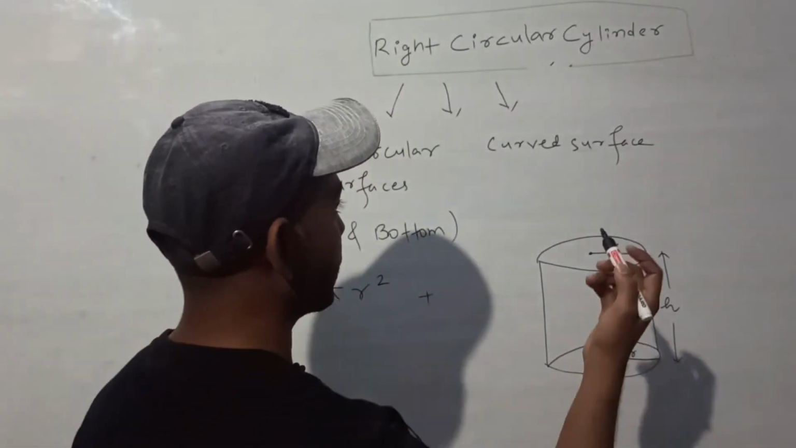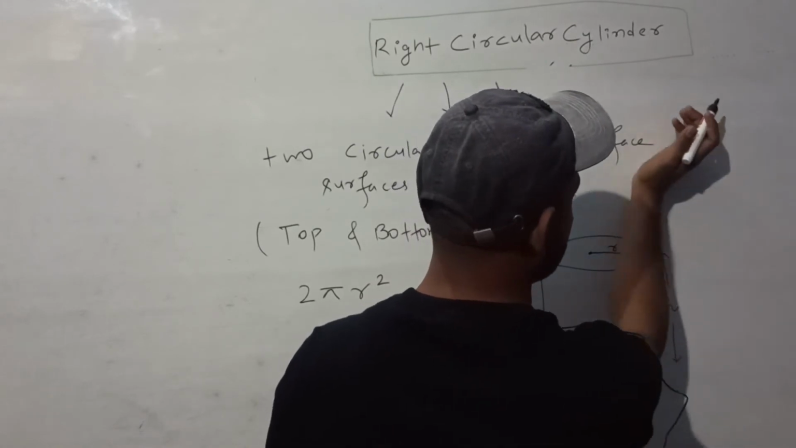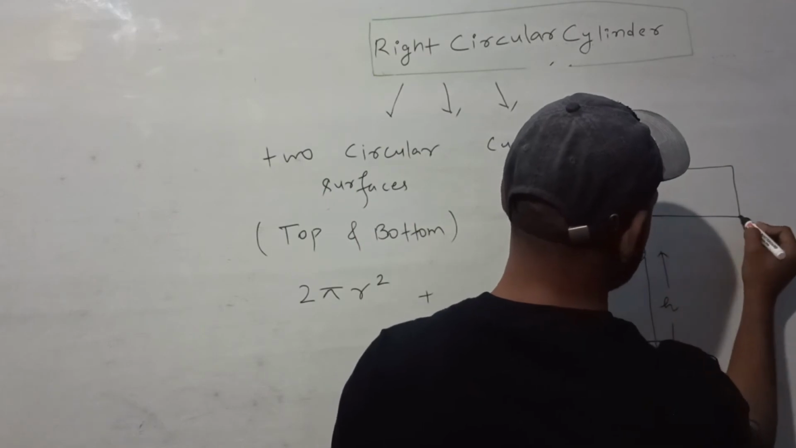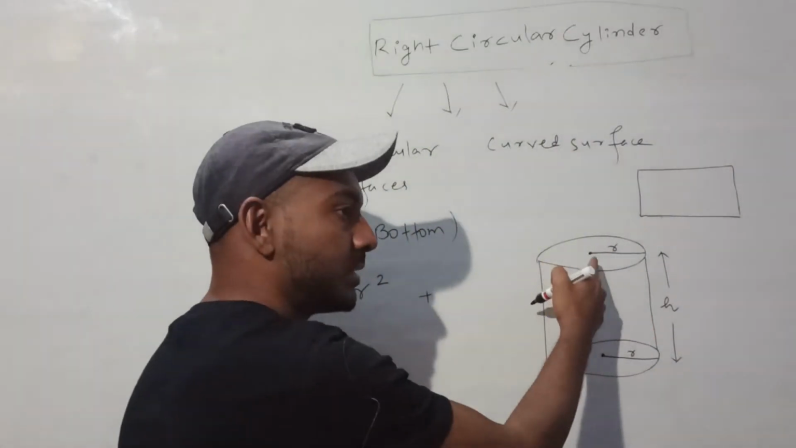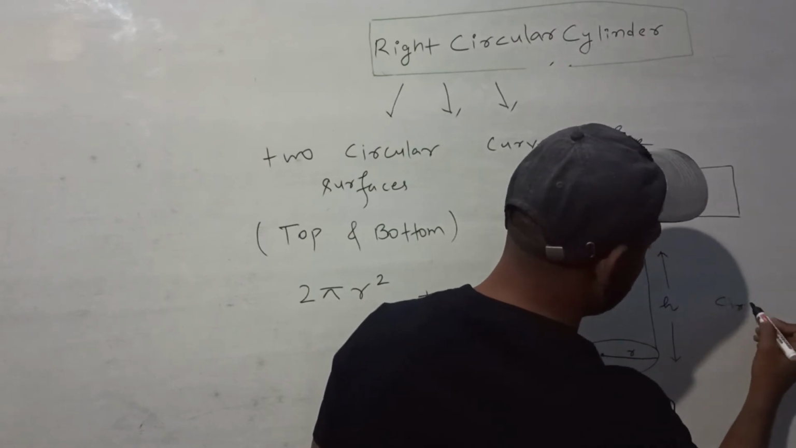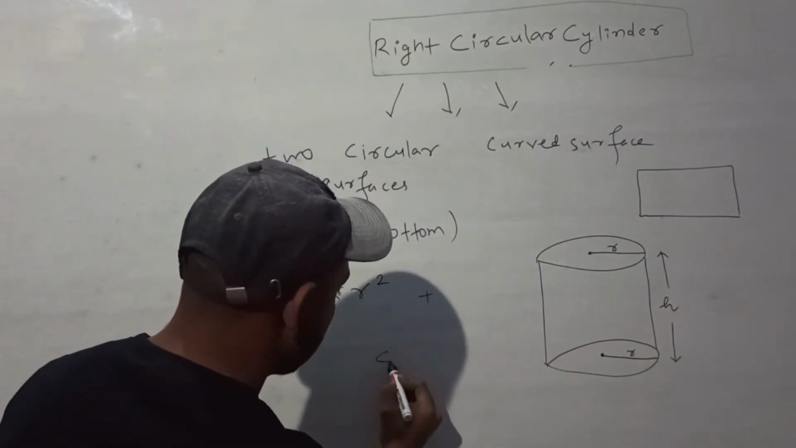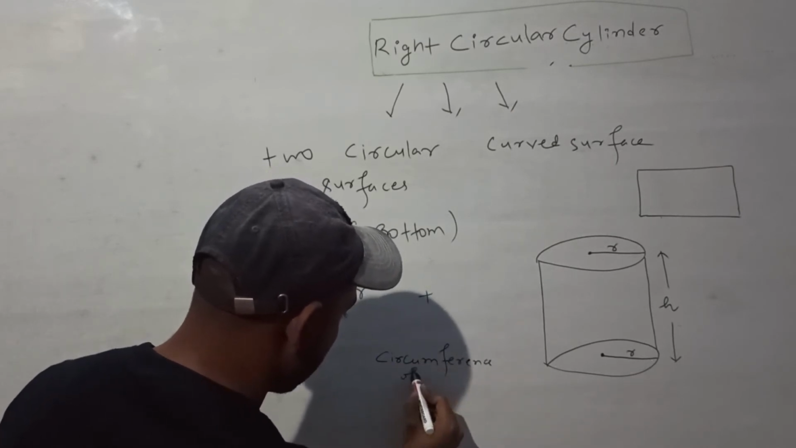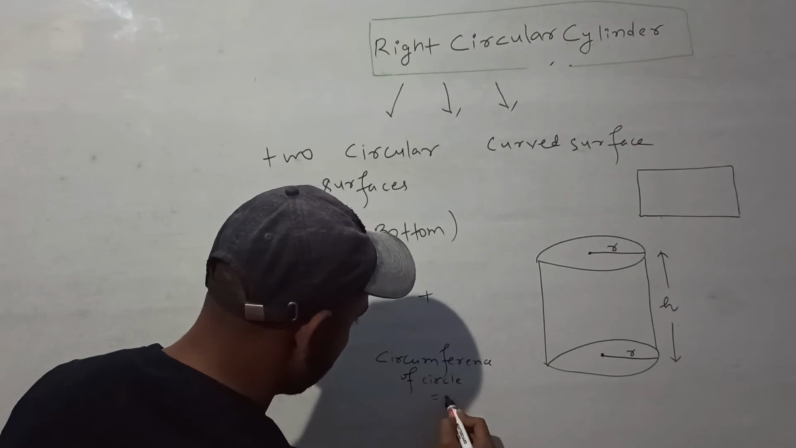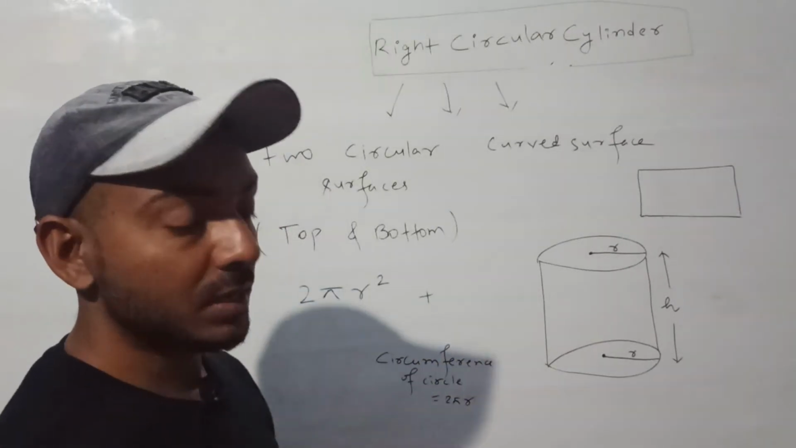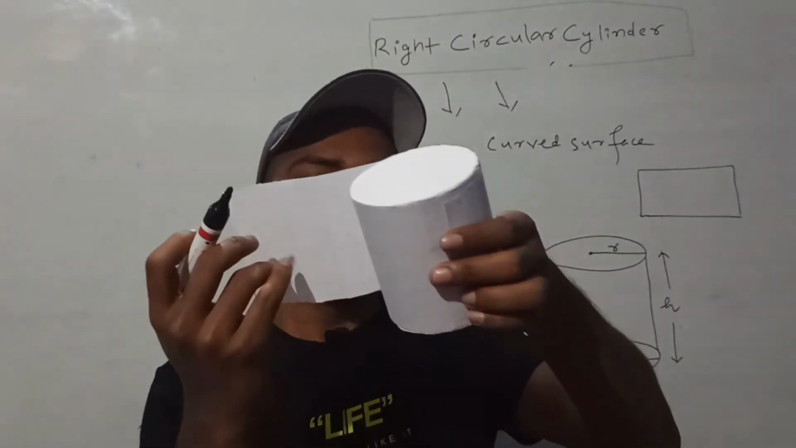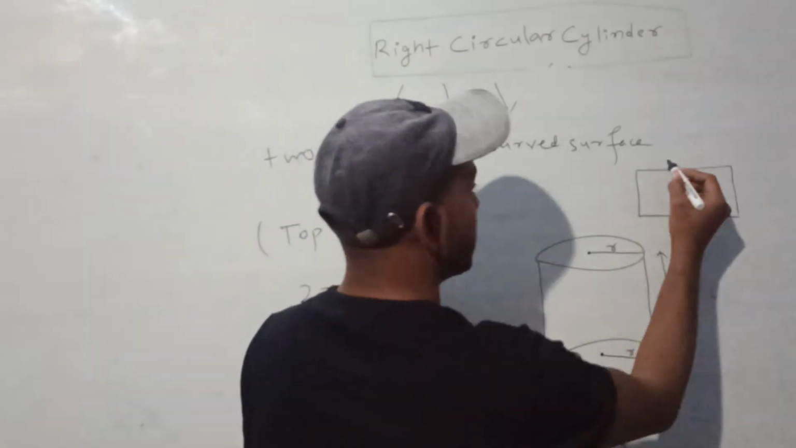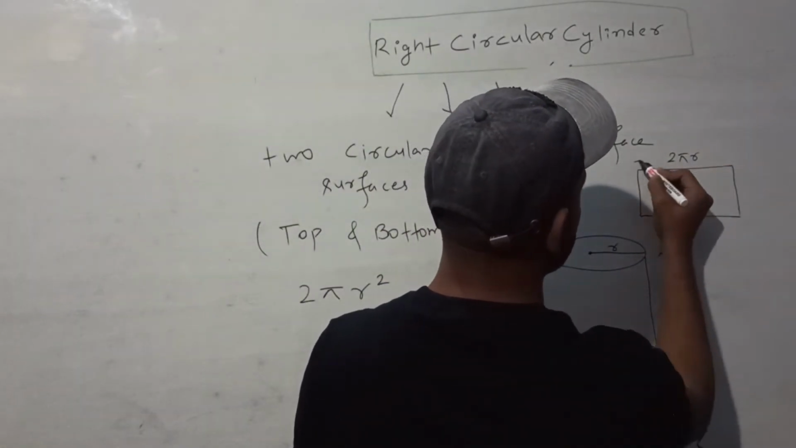So if the radius of the circle is r, then what is the circumference of the circle? The circumference of the circle is equal to 2 pi r. And as you can all see, the circumference of this circle will be equal to the breadth of this rectangle. So this breadth will be 2 pi r.